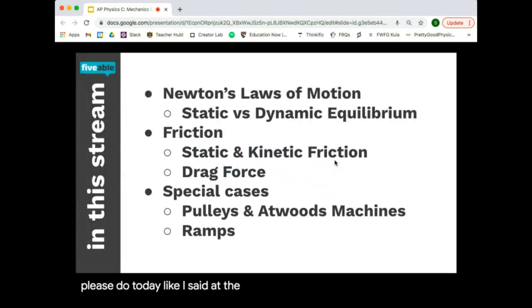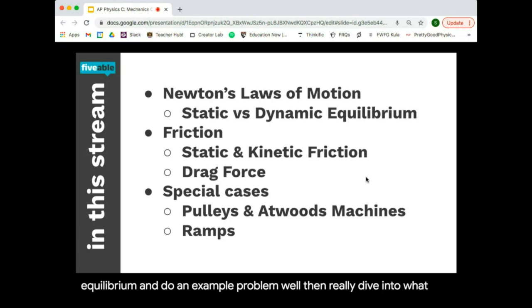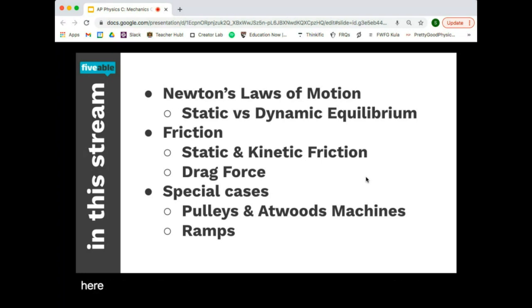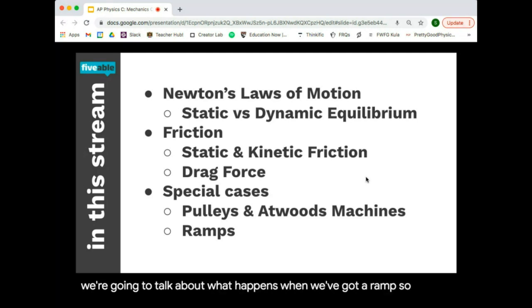Today, like I said at the beginning, jumping in, big unit, lots to do. So first thing we'll talk about is we're going to run through all three laws of motion. We'll talk about static and dynamic equilibrium, and do an example problem. We'll then really dive into what happens when there's friction. So friction complicates things, so we'll talk about what goes on there. And then we've got a couple of special cases here. We're going to talk about pulleys and Atwood's machines, and then we're going to talk about what happens when we've got a ramp. So that's the roadmap for this stream.